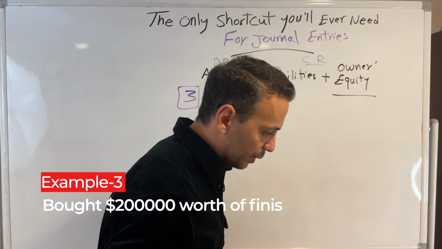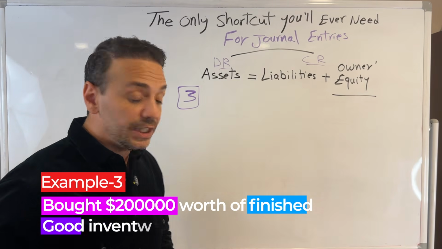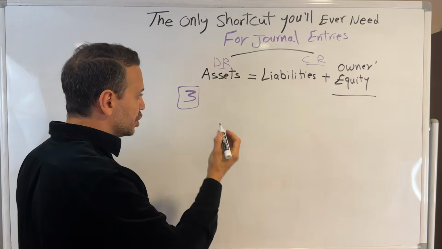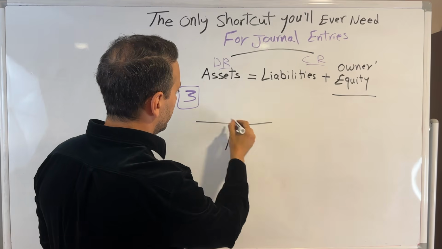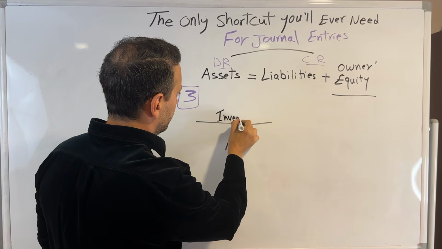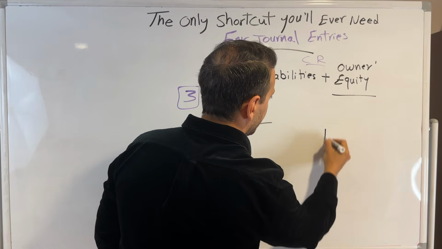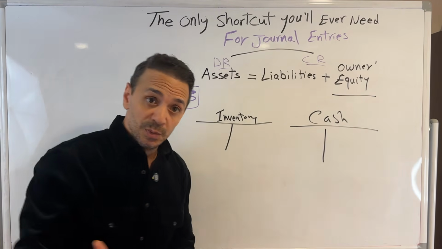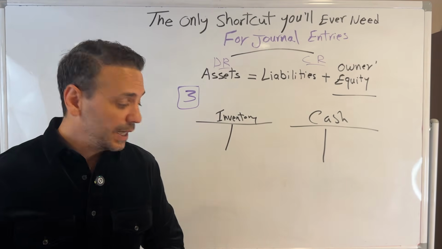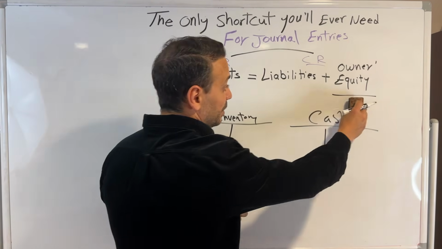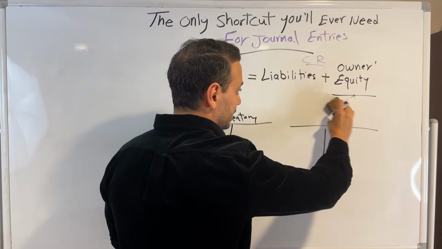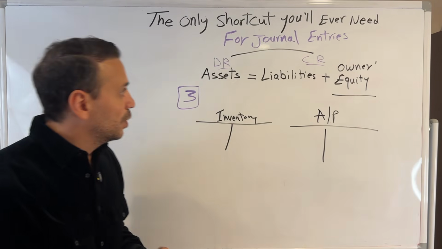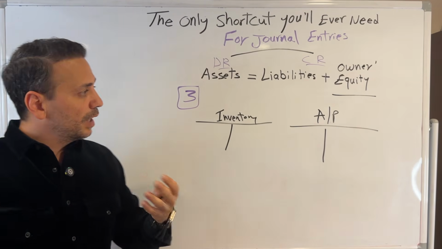Our third example is that we bought $200,000 worth of finished good inventory. Okay, so I have two T accounts, one for inventory and one for cash because we are spending cash. It's possible that we're also getting it on credit, so it's accounts payable. So actually, to make this one more interesting, let me do accounts payable, right? Because accounts payable is a liability that you incur initially before you pay it out in cash, right? So we bought 200K worth of inventory on credit.